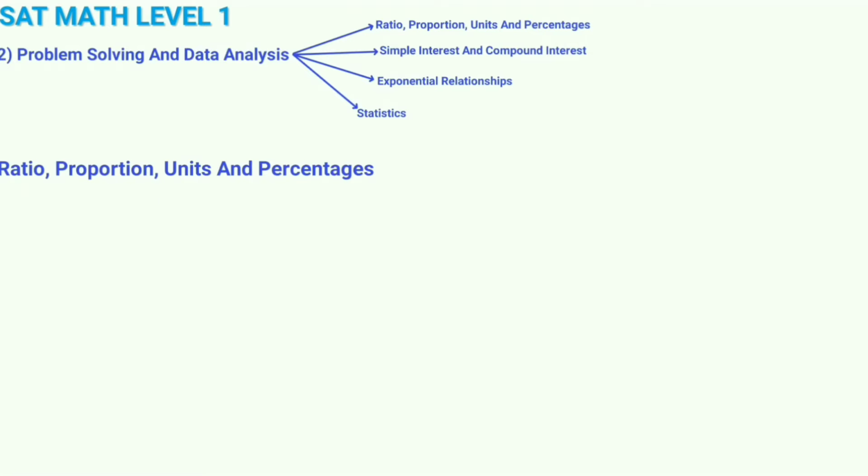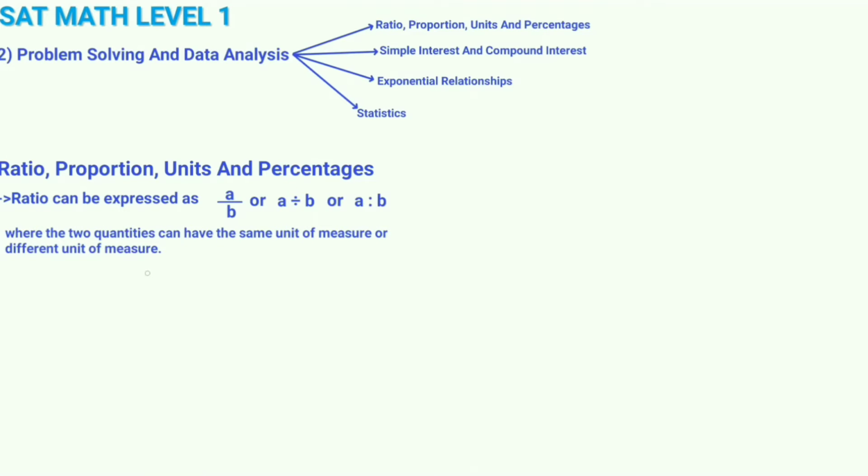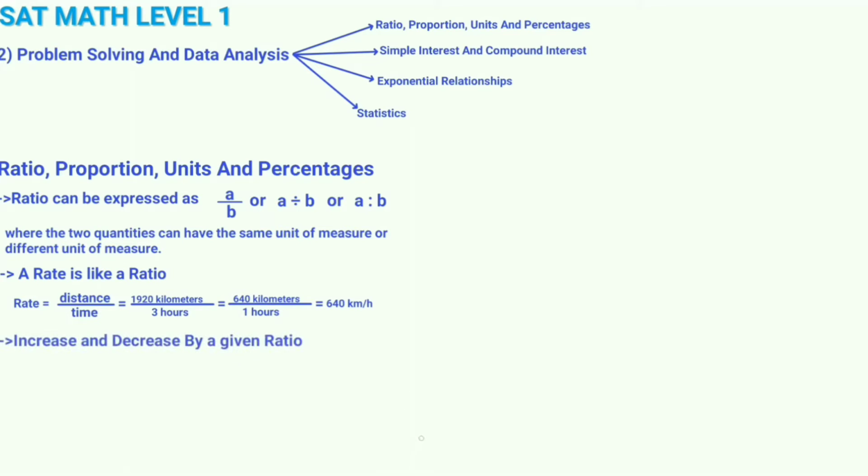Starting with topic 1 of part 2. A ratio can be expressed as a upon b, or a divided by b, where the two quantities can have the same unit of measure or different units of measure. A rate is also like a ratio. Increase and decrease by a given ratio. Question: increase $5 in this ratio. Question: decrease $32 in this ratio.